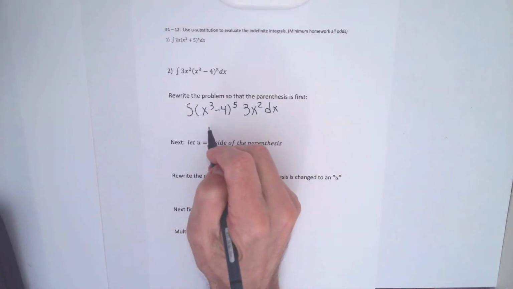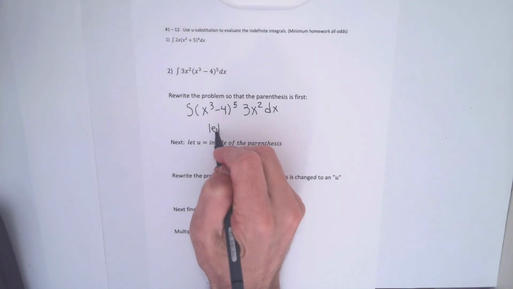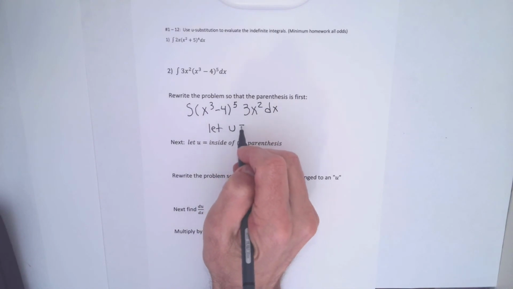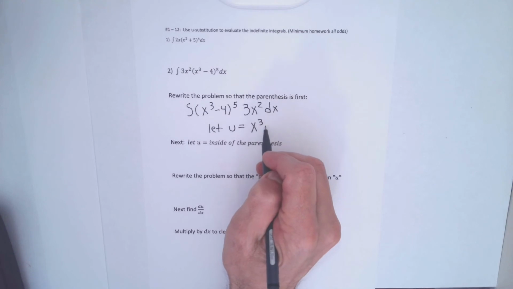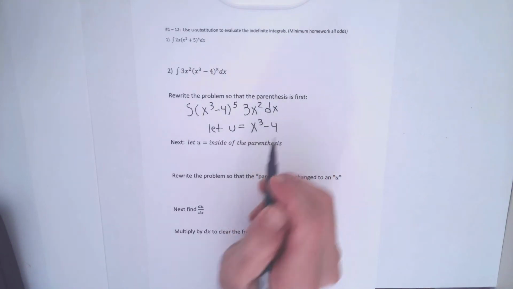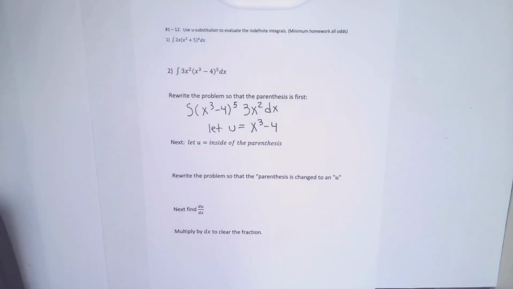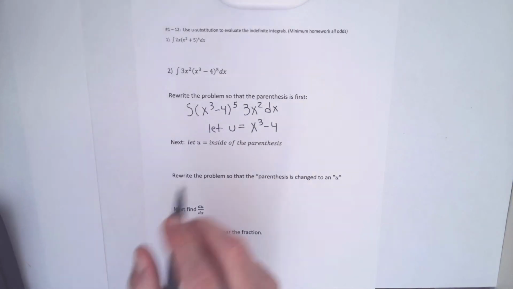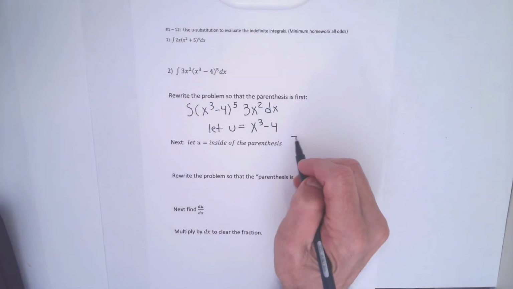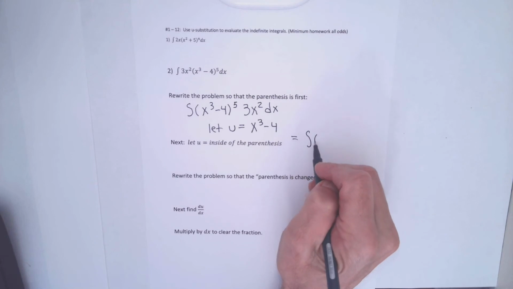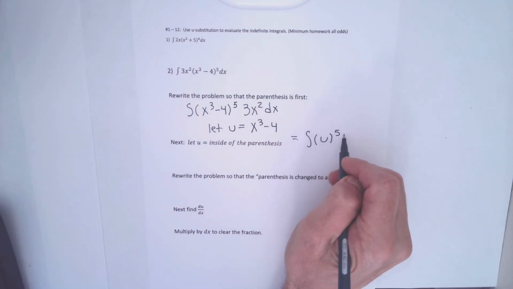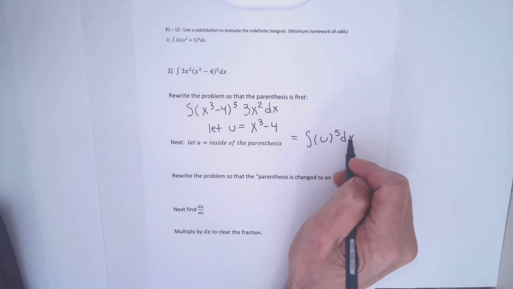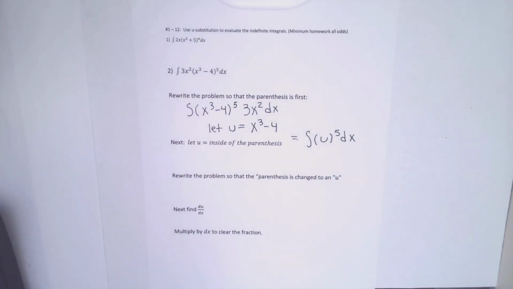Now I'm going to let u be the inside of the parentheses. We have 2 essential choices for u's. If we have an e problem, u is the exponent of the e. If we have a parentheses with an exponent, u is the parentheses with the exponent. So now I can rewrite the problem with the parentheses, x cubed minus 4, changed to a u. Don't really need the parentheses now, but I will need it at the end.